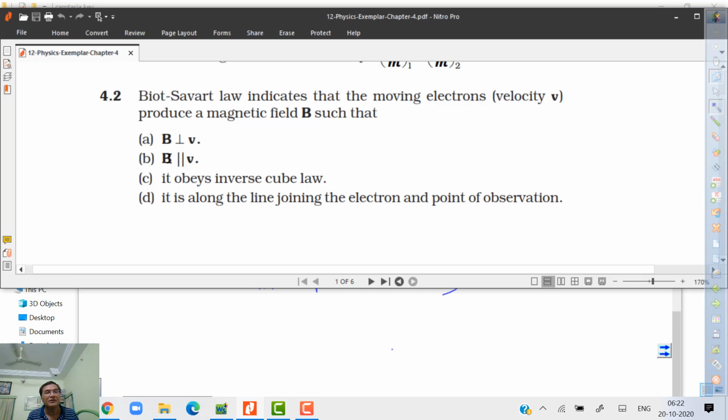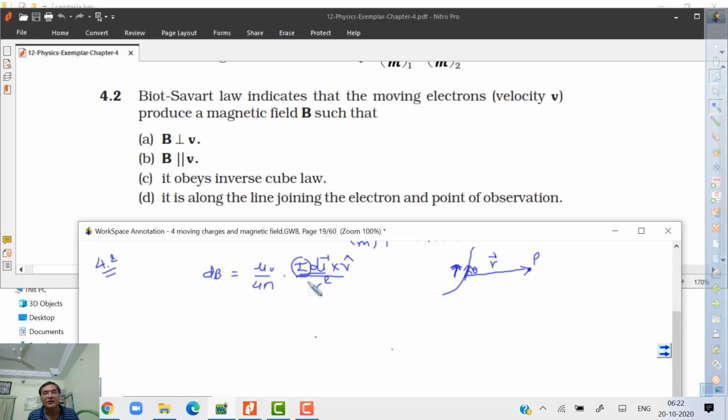Then perpendicular is possible, but again we check C also. It obeys inverse cube law. No. Here it is square, so it is an inverse square law. It is not inverse cube law.